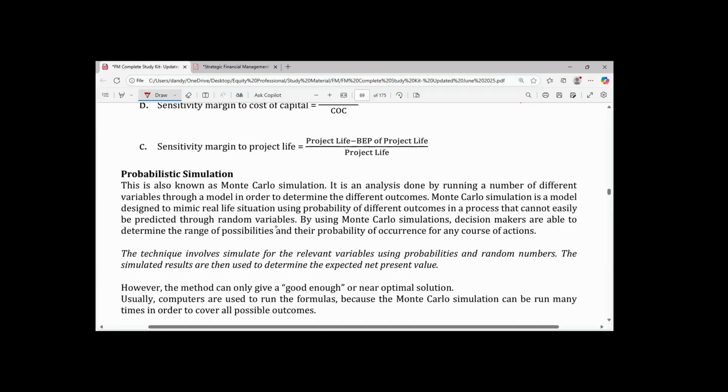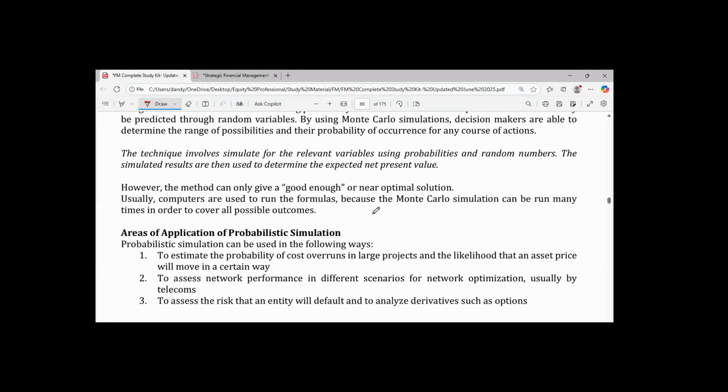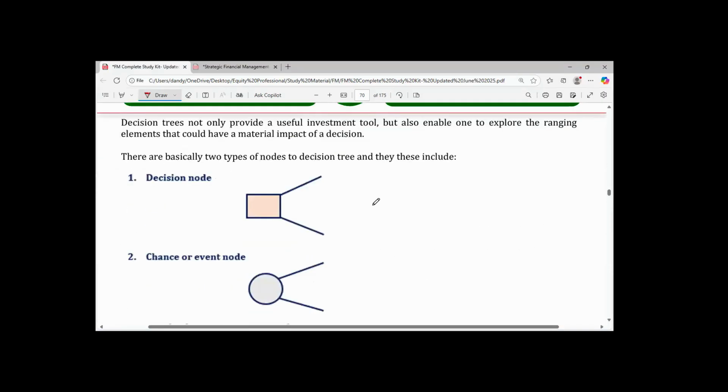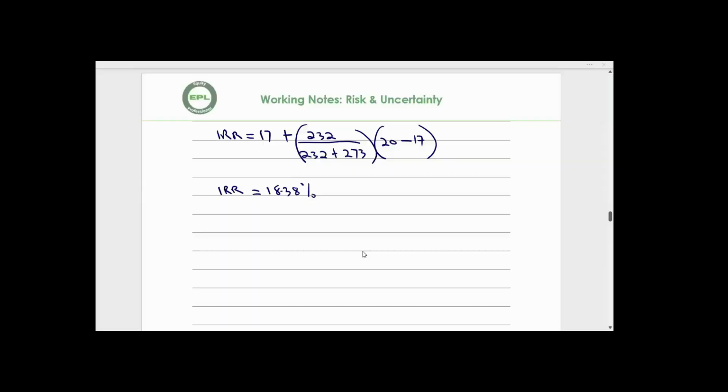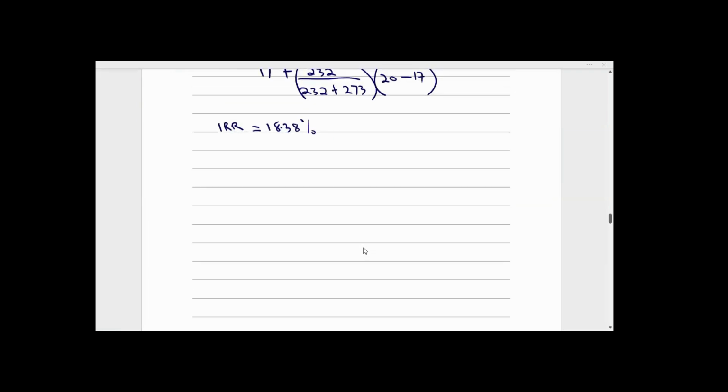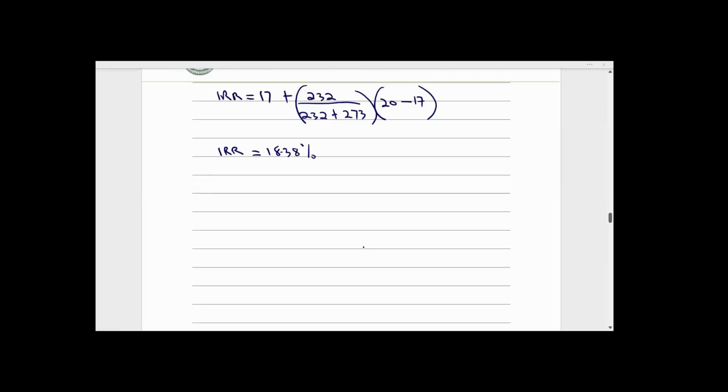So let me quickly show you. Let me see if I can get a space. No, let me go to the working notes. I'll just give you the format for your simulation. For example, if you want to simulate for a variable, this is simulation.